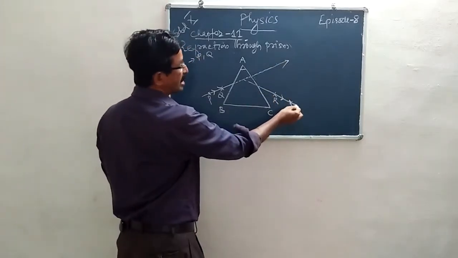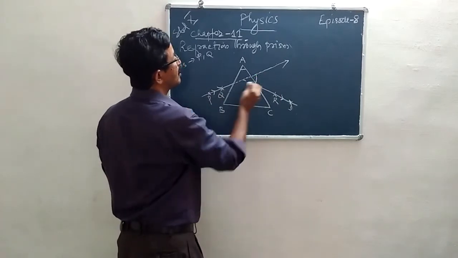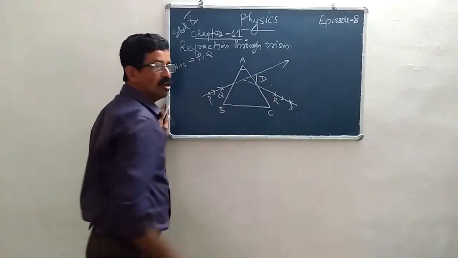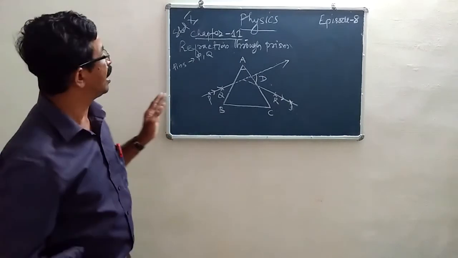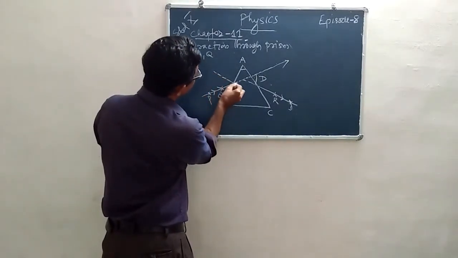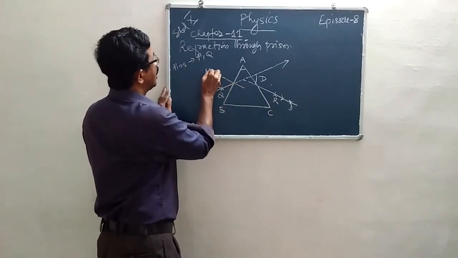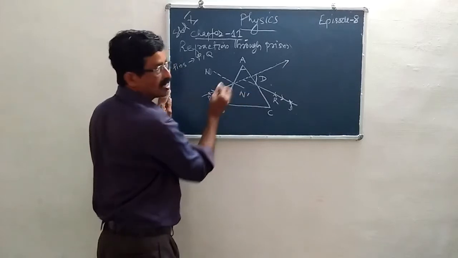This is the emergent ray. Here is an angle, that is the angle of deviation. This is the angle of deviation. And you can draw a perpendicular to this side. And this perpendicular, let it be N and N dash.